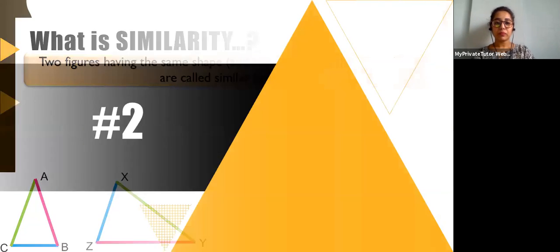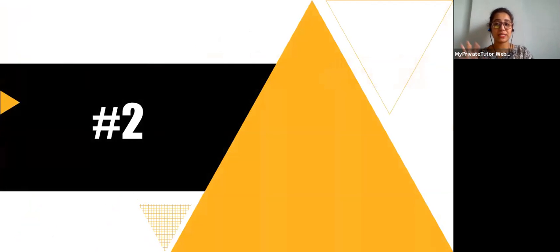So this was the hashtag one part: what is similarity. Similarity means figures with the same shape but different size. They can be of different size, and they are considered to be similar figures. Okay, so we have hashtag two now. Now what is hashtag two?